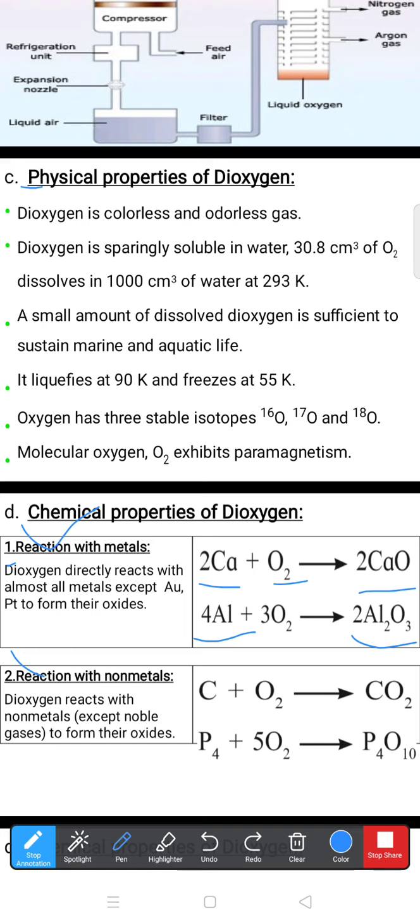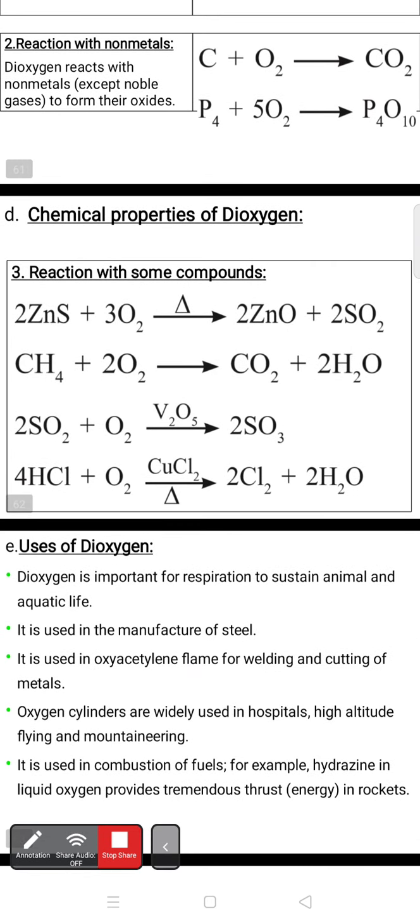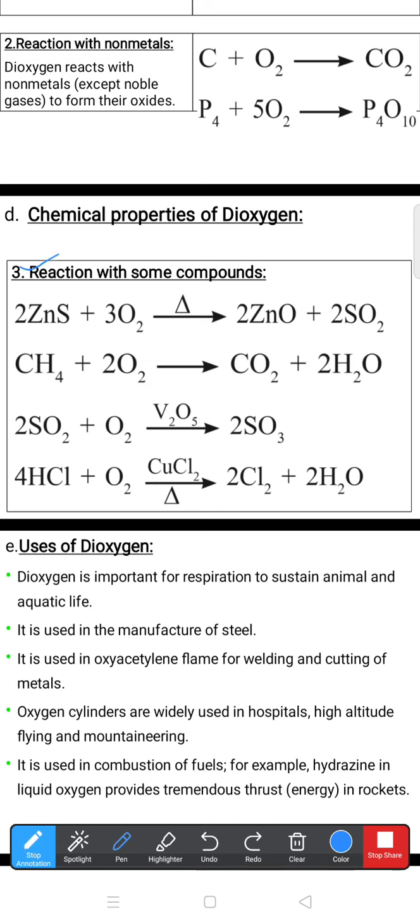After calcium and aluminum, we will continue the reaction of carbon and phosphorus. Carbon reacts with oxygen to give carbon dioxide, and phosphorus P4 reacts with 5 molecules of oxygen to give P4O10, or you can write 2 molecules of P2O5 also. Now, chemical properties of dioxygen, reaction with some compounds: 2ZnS, zinc sulfide, means blende, plus 3O2, by heating, gives 2 molecules of zinc oxide plus 2 molecules of sulfur dioxide. Then methane plus 2 oxygen gives carbon dioxide plus 2 molecules of water.